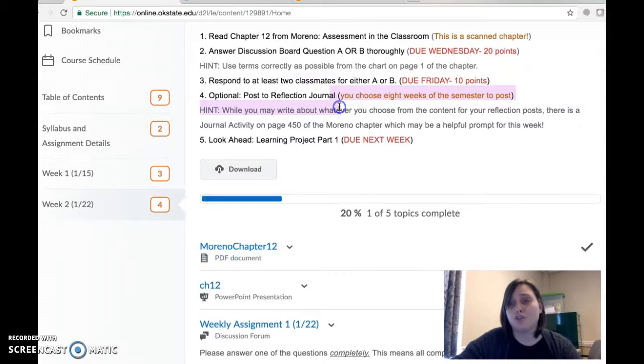And then post your reflection journal should you choose. You get to choose the 8 weeks of the semester that you post, and they are due by dead week. So on page 450 of the scanned chapter, there's a journal activity that might be helpful in getting you started on those reflection journals, but you're by no means tied to that. Reflection journals are about you connecting the content to your future career, to your life, to the sports that you're playing, to the children that you're raising, to the part-time job that you have, whatever it may be.